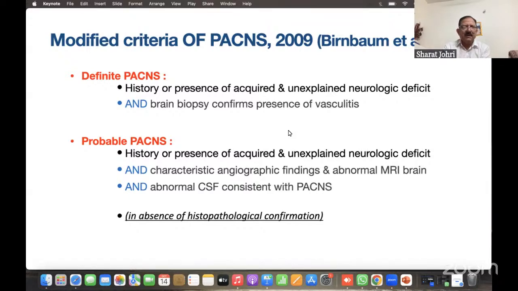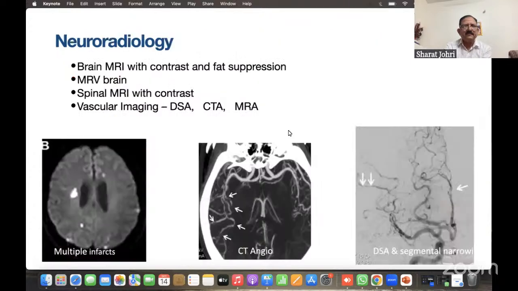That was the thing. And the bottom line on all these things is that in the absence of histopathological confirmation, we can use the angiographic criteria along with abnormal MRI and CSF criteria. When both of them are present, suggesting primary angiitis, then we can call it probable primary angiitis of CNS.